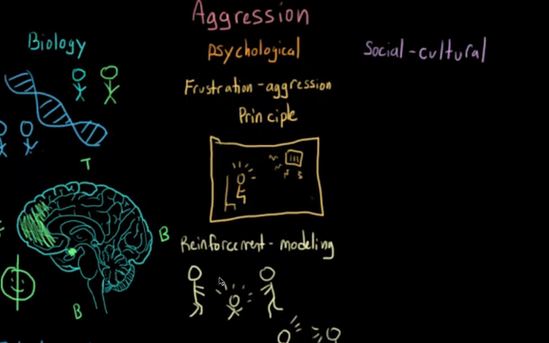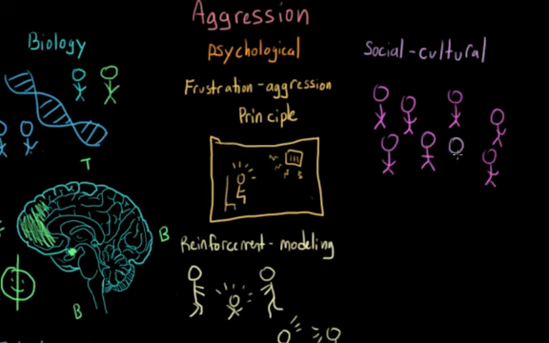The last thing that I want to talk about are social-cultural influences on aggression. And these are things within our society that tend to bring out aggressive behavior in people. For example, we know that people tend to act more aggressively in groups compared to how they would react if they were just by themselves.